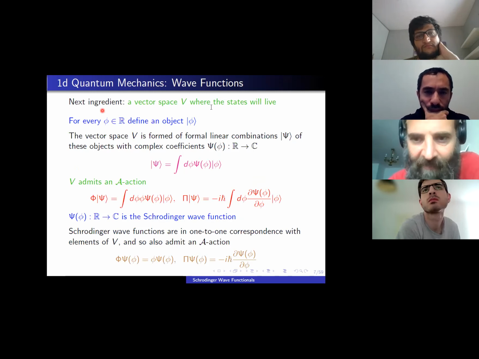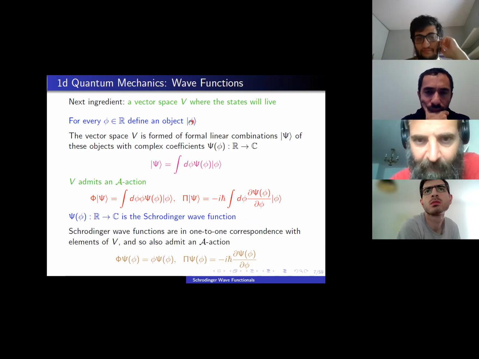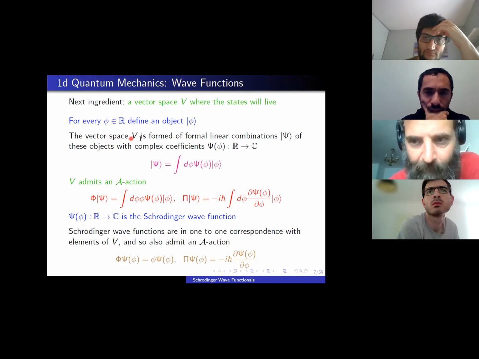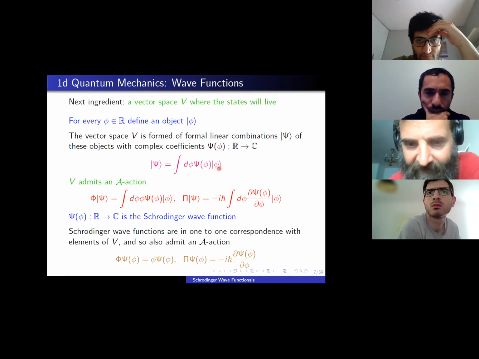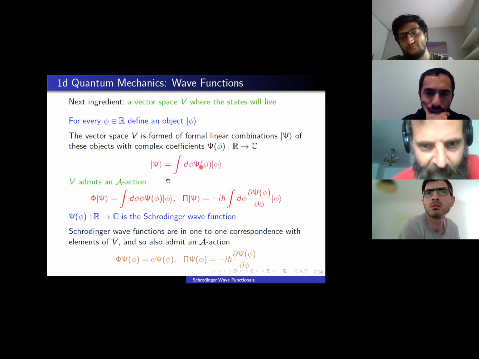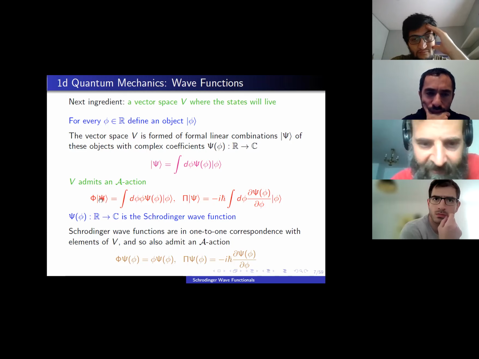Okay, so the next ingredient is this vector space. So for each real number, let's define this formal object phi. And I make the vector space out of formal linear combinations of the phi's. So here's my formal linear combination. It's made out of these phi's, some kind of measure, and the coefficients, which are just here a function from the real numbers to the complex numbers. Now, this vector space admits an action by the algebra A. The action is just diagonal in phi, and a derivative by pi.